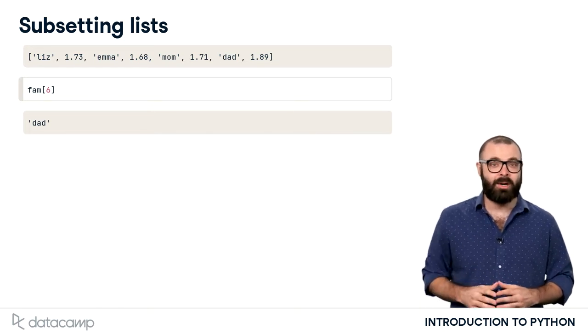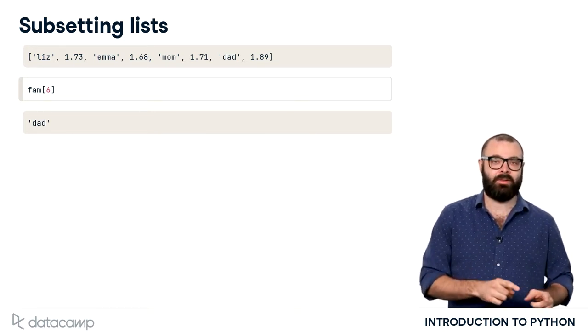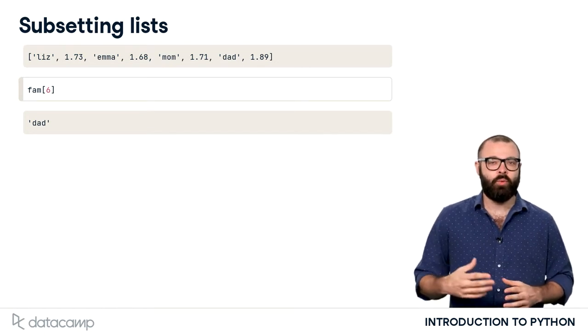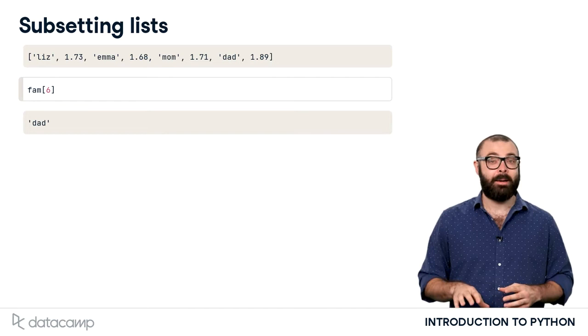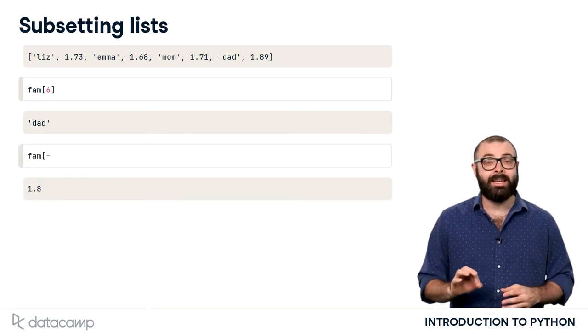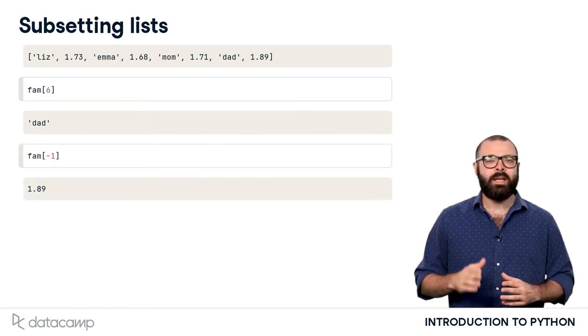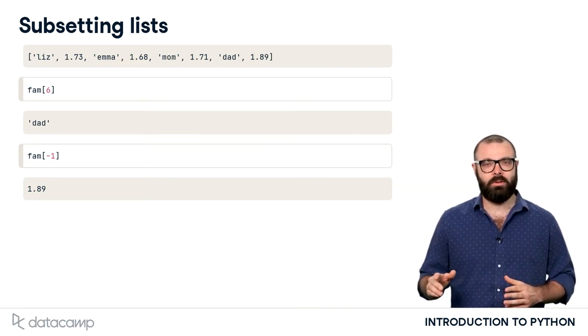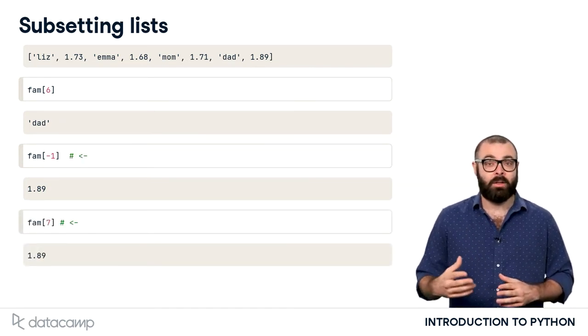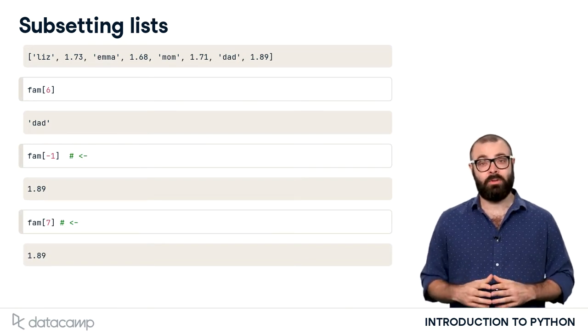You can also count backwards using negative indexes. This is useful if you want to get some elements at the end of your list. To get your dad's height, for example, you'll need the index minus 1. These are the negative indexes for all list elements. This means that both these lines return the exact same result.